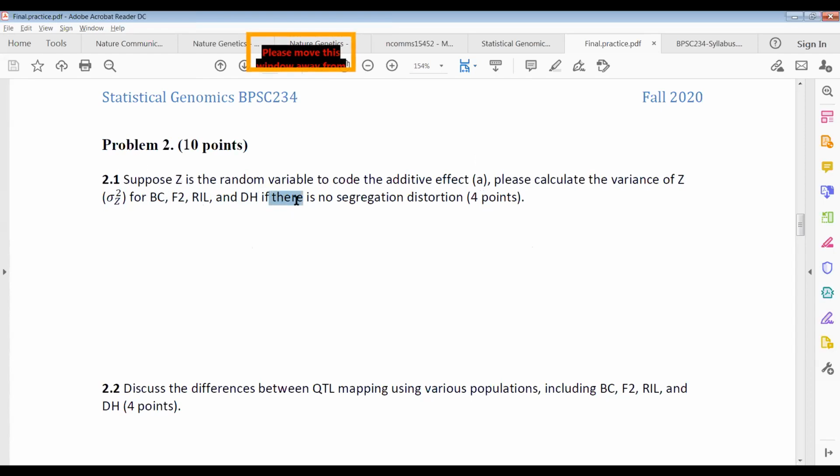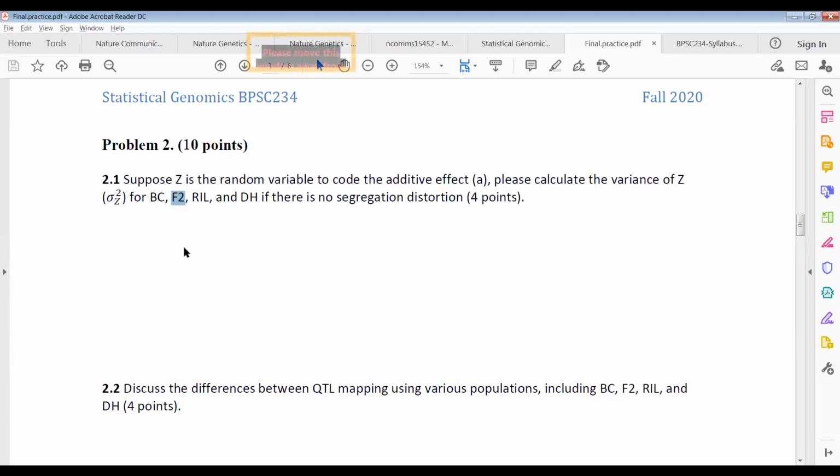If there is no segregation distortion, what does that mean? That means there's no selection force and everything is following the Hardy-Weinberg distribution, right? In a standard backcross, we only have 2 possible genotypes, A1A1 and A1A2, so we only have 1 and 0. The proportion for the two genotypes should be 50% versus 50%. With this information, you can easily calculate the variance of the Z, right?